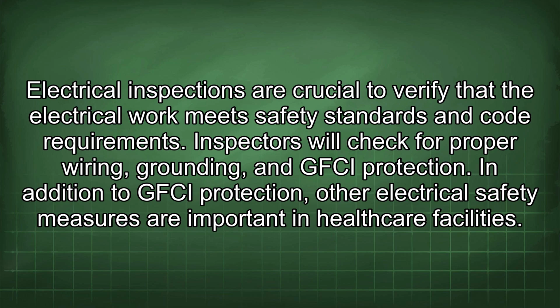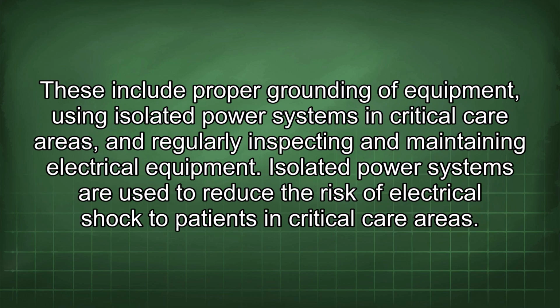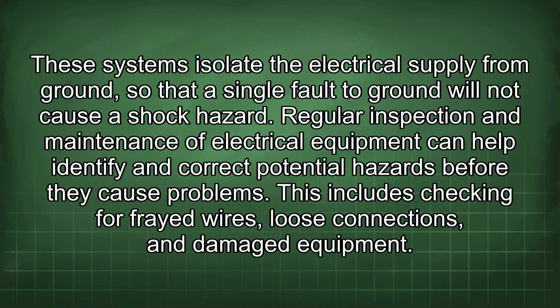In addition to GFCI protection, other electrical safety measures are important in healthcare facilities. These include proper grounding of equipment, using isolated power systems in critical care areas, and regularly inspecting and maintaining electrical equipment. Isolated power systems are used to reduce the risk of electrical shock to patients in critical care areas. These systems isolate the electrical supply from ground so that a single fault to ground will not cause a shock hazard.